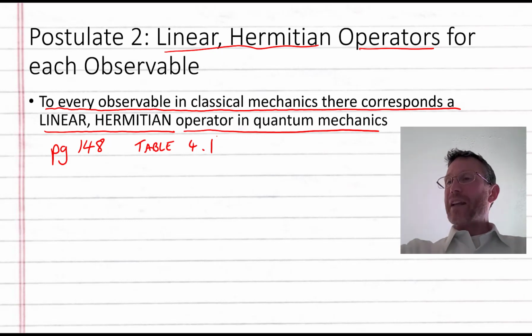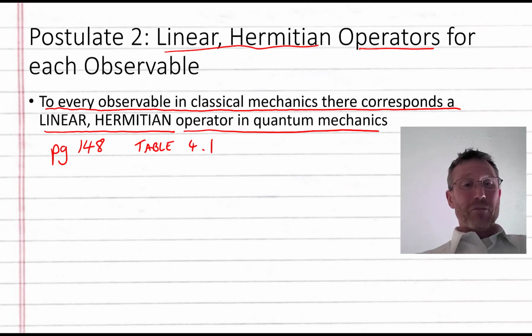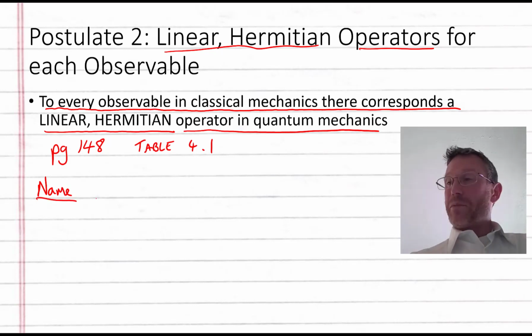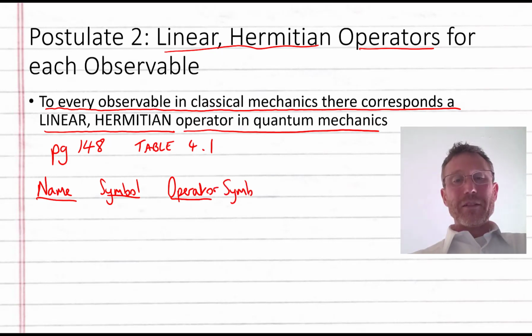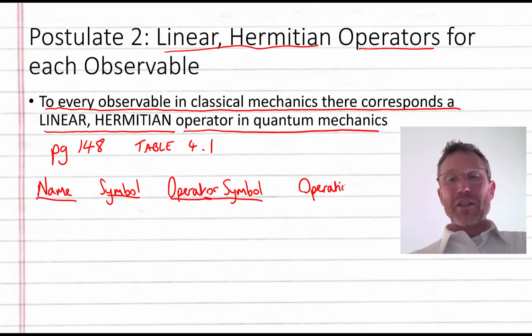What will we find there? We've talked about this already. For example, we can write our own little table in here. So this is the name of the observable. Here's the symbol for the observable. And then we're going to have the operator symbol, which is not always the same. I'll explain why. And then there's the actual operation. So this is your standard operator table.